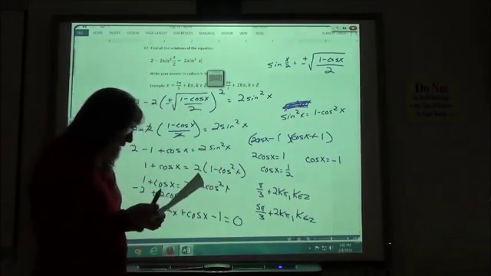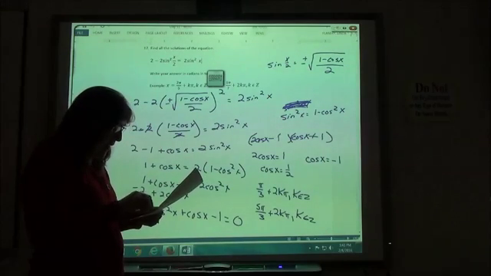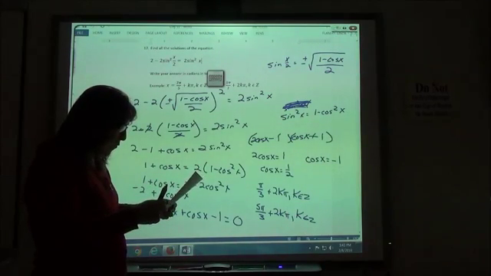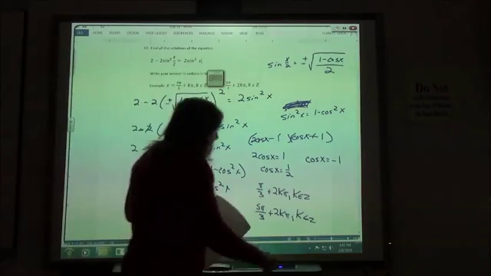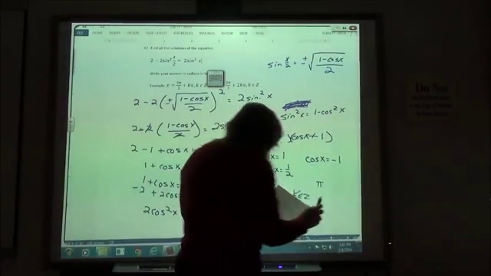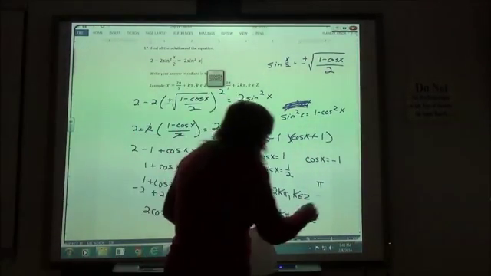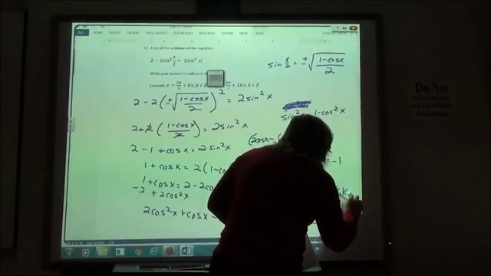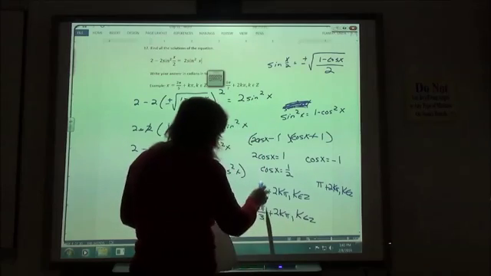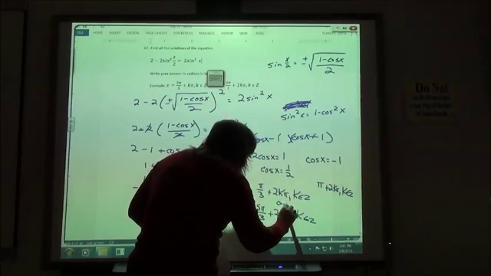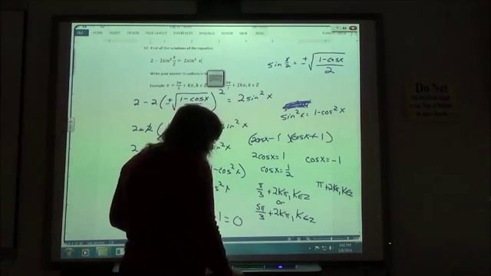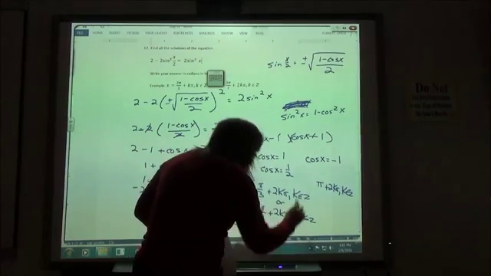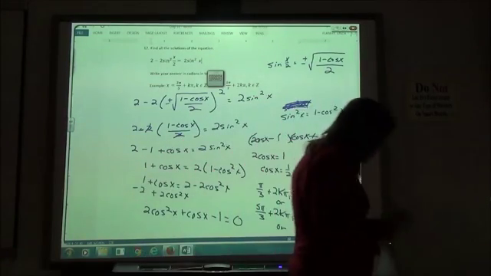Cosine of x equals negative 1. The only place cosine of x equals negative 1 is pi. And so we're going to have to add the 2k pi to that. So we're either going to have pi over 3 plus 2k pi, or 5 pi over 3 plus 2k pi, or pi plus 2k pi.